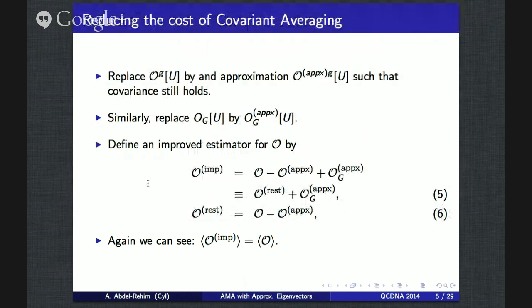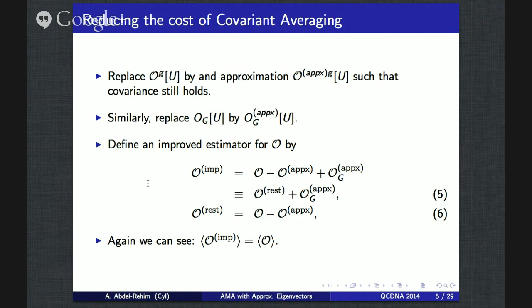Reducing the cost here will mean that instead of using the exact correlation function for this transformed correlation function for O sub G, we use some approximation. We use an O approximate of G such that this covariance still holds. This is an important point. We're not going to use it exactly. We're going to introduce some approximation, and we make sure that this approximation, to a good degree, resembles the original correlation function that we are interested in.